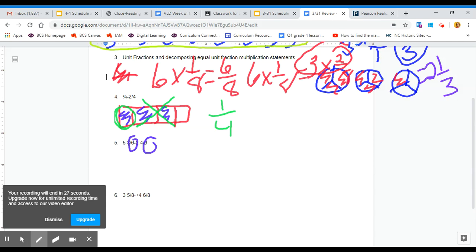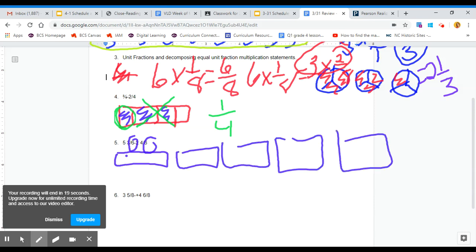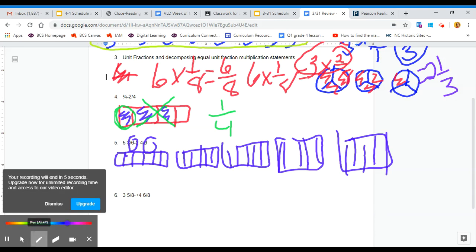So when you have 3/6 minus 4/6, you're going to have to draw all of those out. 1, 2, 3, 4, 5, and then put them into sixths. And then what you're going to need to do is highlight that 5/6 and then subtract the 4/6 from that.